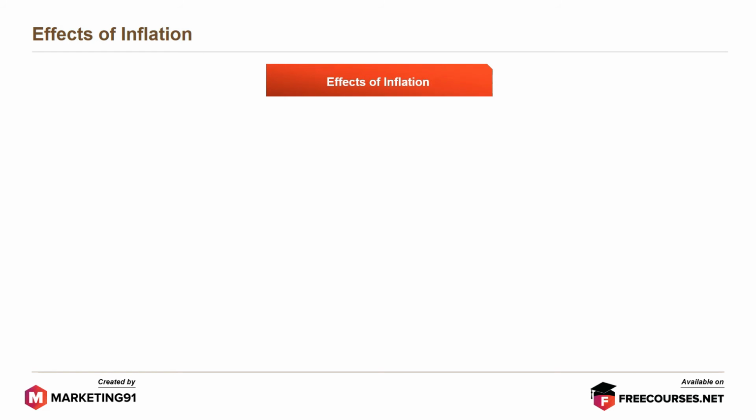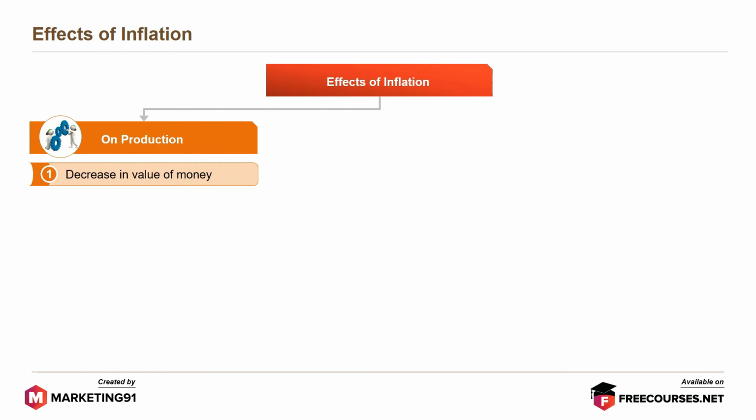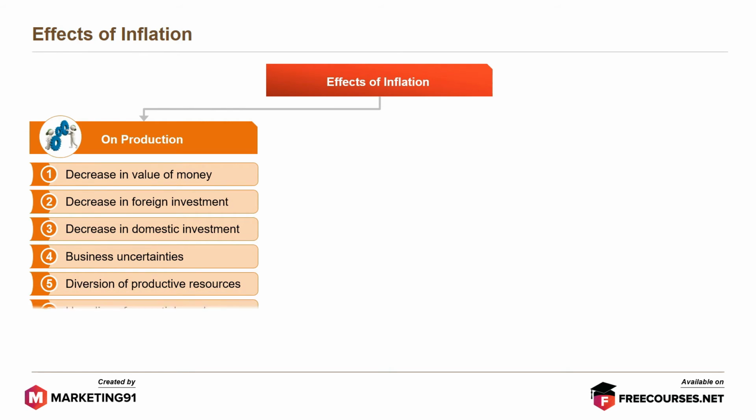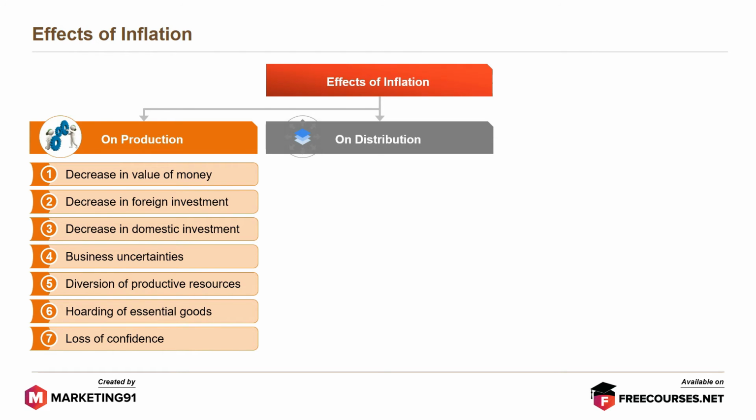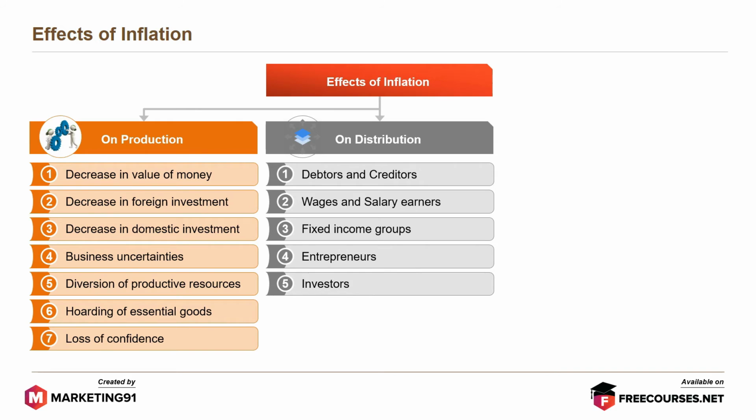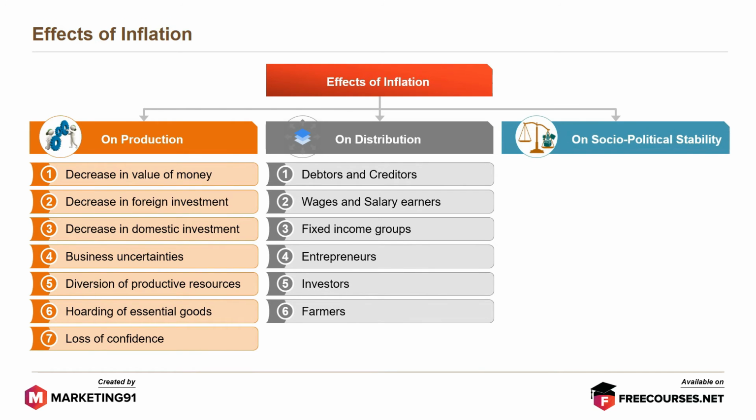Effects of inflation on production are decrease in value of money, decrease in foreign investment, decrease in domestic investment, business uncertainties, diversion of productive resources, hoarding of essential goods, and loss of confidence. Effects on distribution are on debtors and creditors, wages and salary earners, fixed income groups, entrepreneurs, investors and farmers. Effects on socio-political stability are class conflict and political instability.